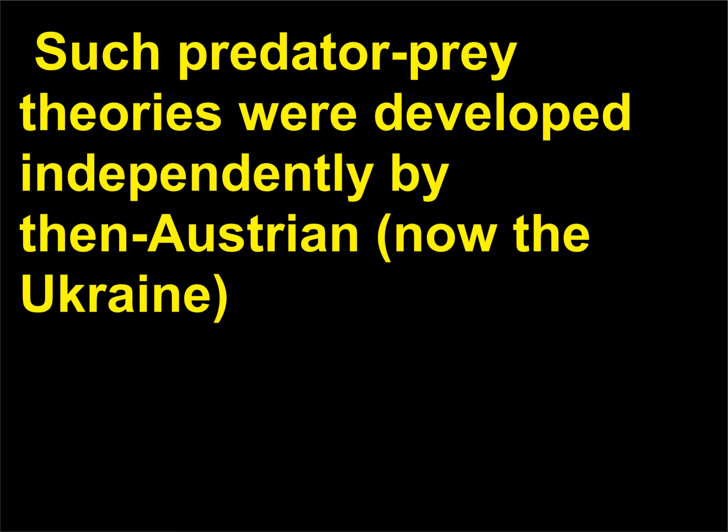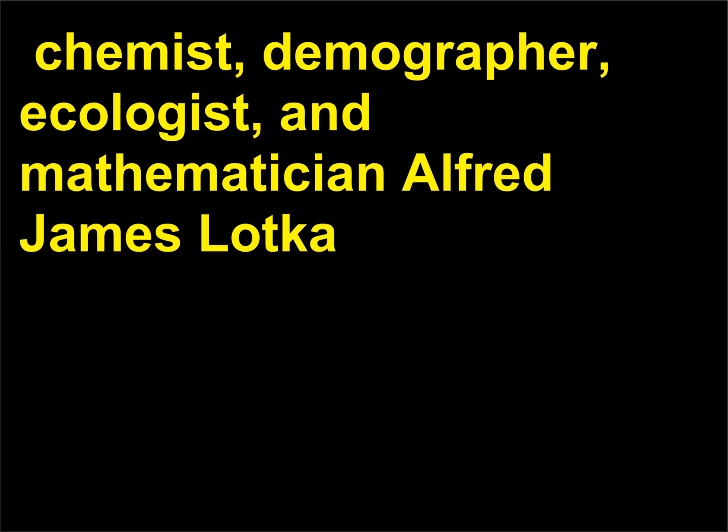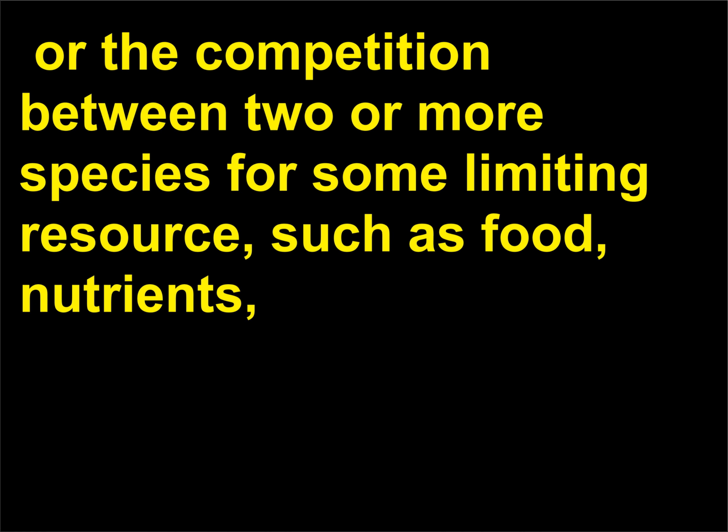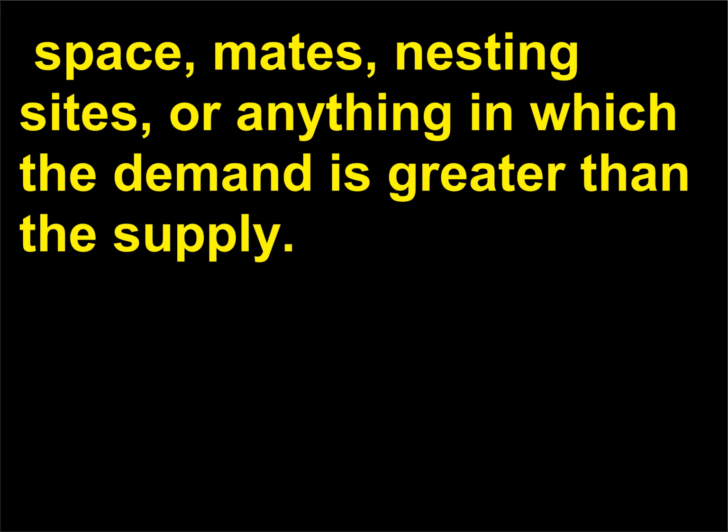Such predator-prey theories were developed independently by then Austrian, now the Ukraine, chemist, demographer, ecologist, and mathematician Alfred James Lotka, 1880-1949, and Italian mathematician Vito Volterra, 1860-1940, in 1925. They refer to interspecific competition, or the competition between two or more species for some limiting resource, such as food, nutrients, space, mates, nesting sites, or anything in which the demand is greater than the supply.